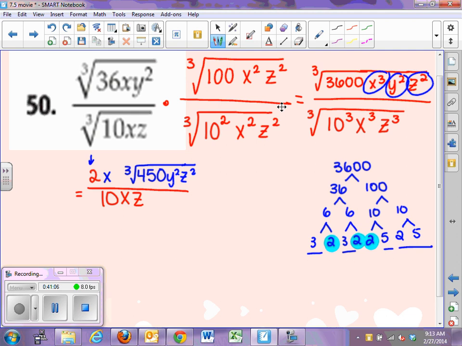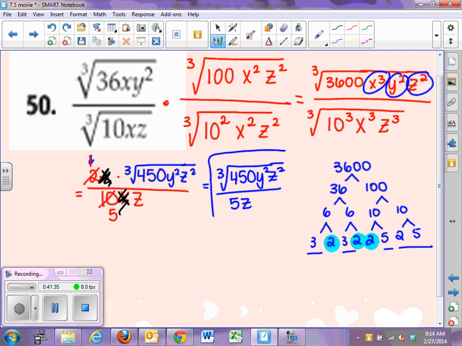Now take a glance at this final answer. Do you think there's something I can do to simplify it more? Yes, because these are all multiplication, I am allowed to cancel. 2 goes into 5 once, and the x's will cancel. I'll scratch those out. So on the top I get 3 radical 450, y squared, z squared, and on the bottom I get 5z. No radicals left. See why we need to practice this a lot? It's going to take a lot of practice to get really good at this.